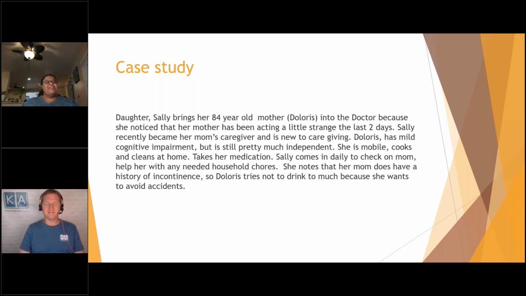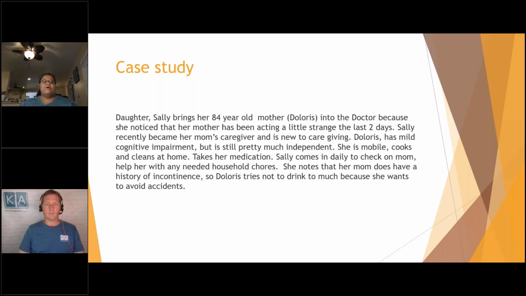All right, so we have a daughter. Her name is Sally. She brings her mom in, who is 84 years old. Her name is Dolores, to the doctor because she noticed that mom has been acting a little strange the past couple of days. Sally has become Dolores's caregiver, and she's new to caregiving. Dolores has mild cognitive impairment, but she's usually pretty much with it.